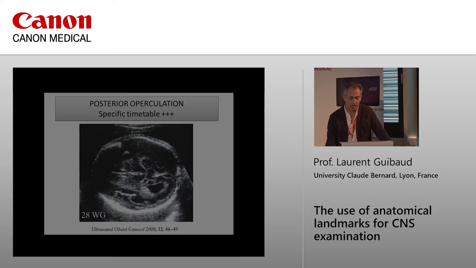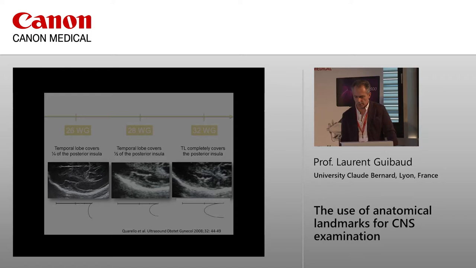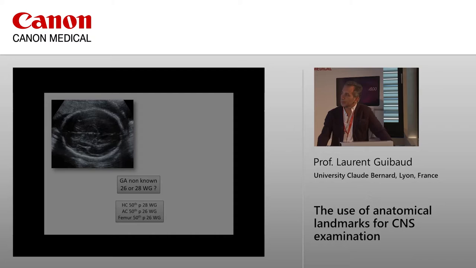So this is an open angle at 22, 45 degrees at 22, sorry, 25 at 22, 24, 90, and the covering of the posterior part of the insula. So this is the case. It's the first ultrasound. We get this biometry: head circumference 28, abdominal 26, femur 26. And the question is: is it a patient at 26 with a huge head, or a patient at 28 with an IUGR? What do you think?